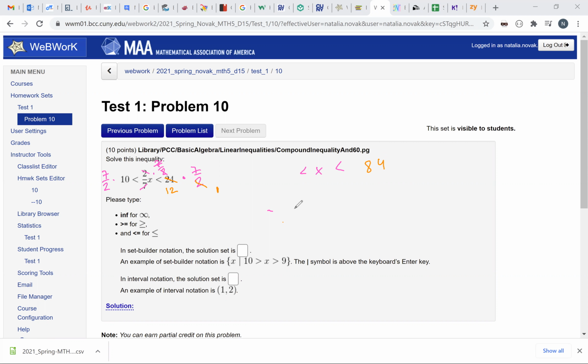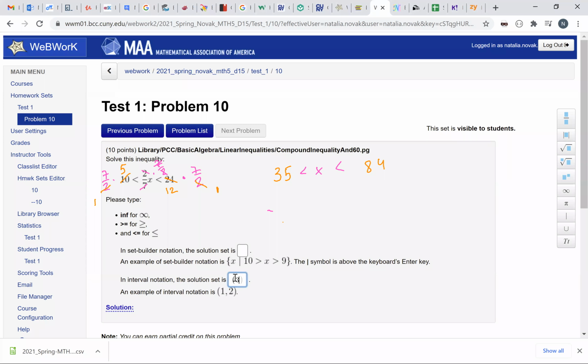But it's an easy one, just one step. And then here, I'll cancel 2 from here, get 1. Cancel 2 from here, get 5. 7 times 5 will be 35. So this is my answer. And you didn't have any issues entering the answer in interval notation, right? So for example, I would put 35, comma, 84.